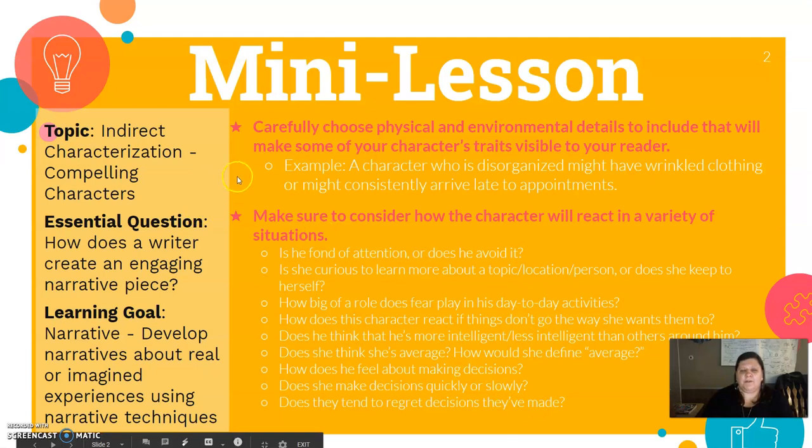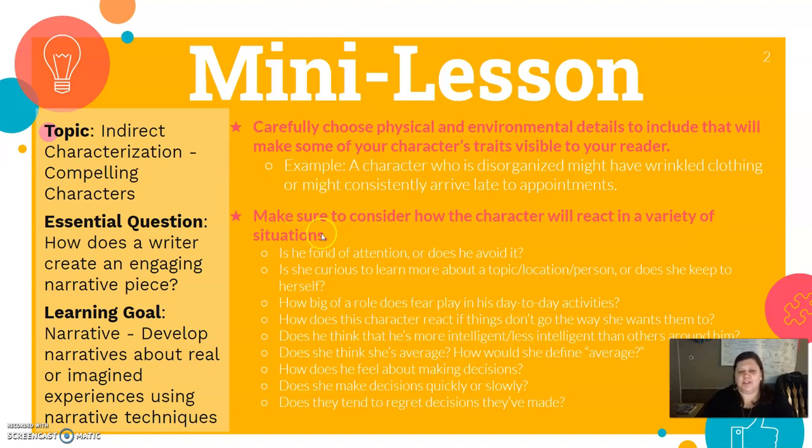Another way that authors build really powerful characters is they carefully choose physical and environmental details to include that make some of your character's traits visible to the reader. Again, it's about hinting at these things. You don't want to directly tell your readers very much at all. So for example, a character who's disorganized might have wrinkled clothing, or might consistently arrive late to appointments, right? You want those physical or environmental details to showcase something else about your character, or be something that maybe they confront or have to deal with later.